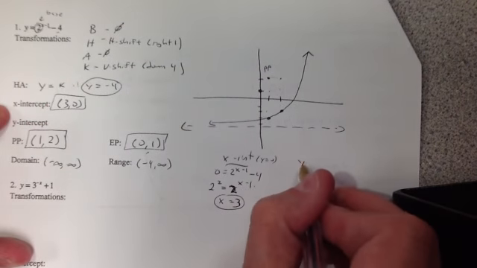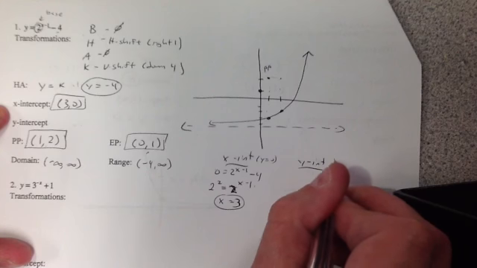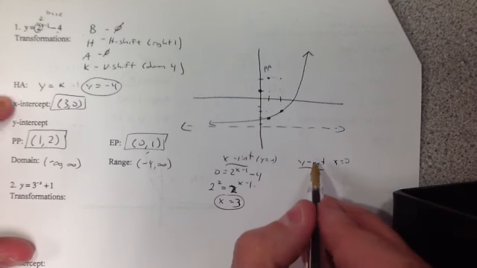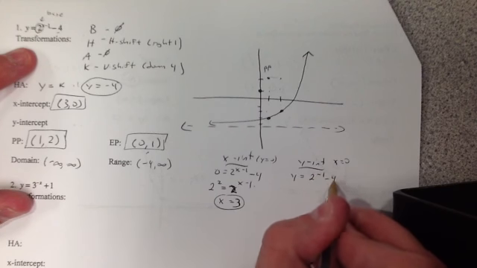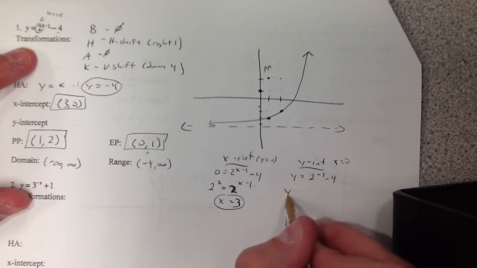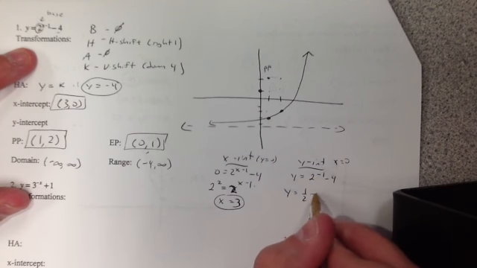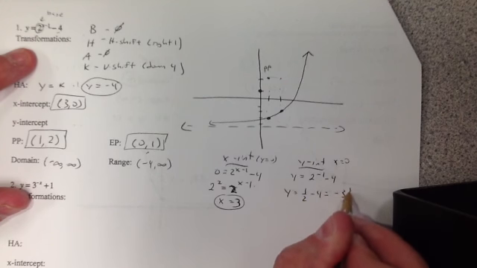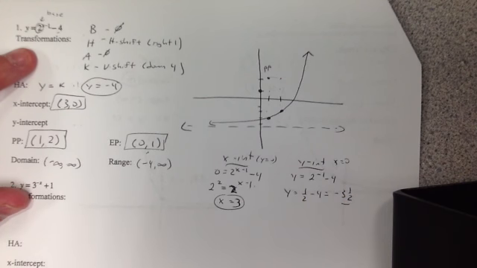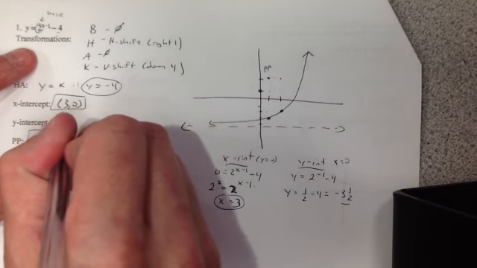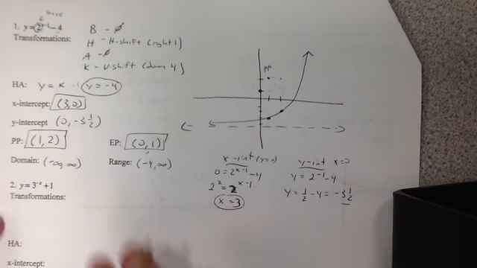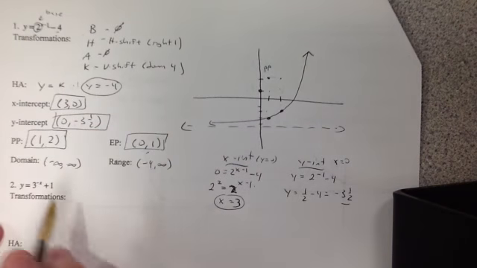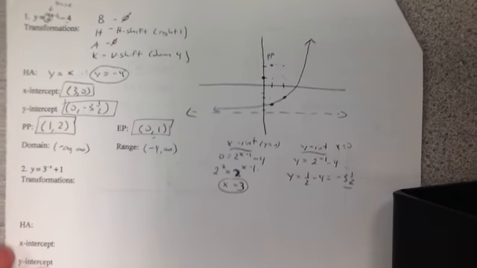To get the y-intercept, let x equals 0. So we get y equals 2 to the -1 minus 4. Not too hard to do. That's just 1/2 minus 4, or -3.5. So we get 0, -3.5. Very easy to do these. All right, let's take a look at the next one here.